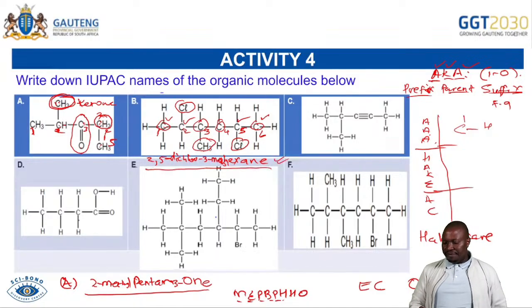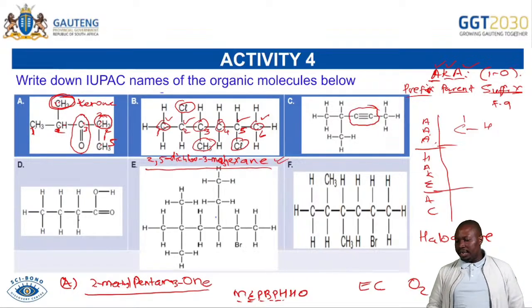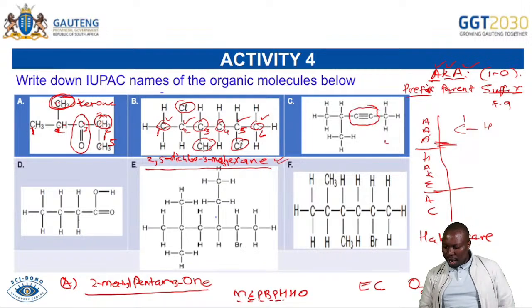In number C, the first thing, you check the functional group. You see the functional group is that one. Even if they say draw the functional group, you just draw that. Remember, it's an alkyne now. They have triple bonds, carbon triple bonds. So the name will end with yne. Longest carbon chain is 1, 2, 3, 4, 5. So it's pent.